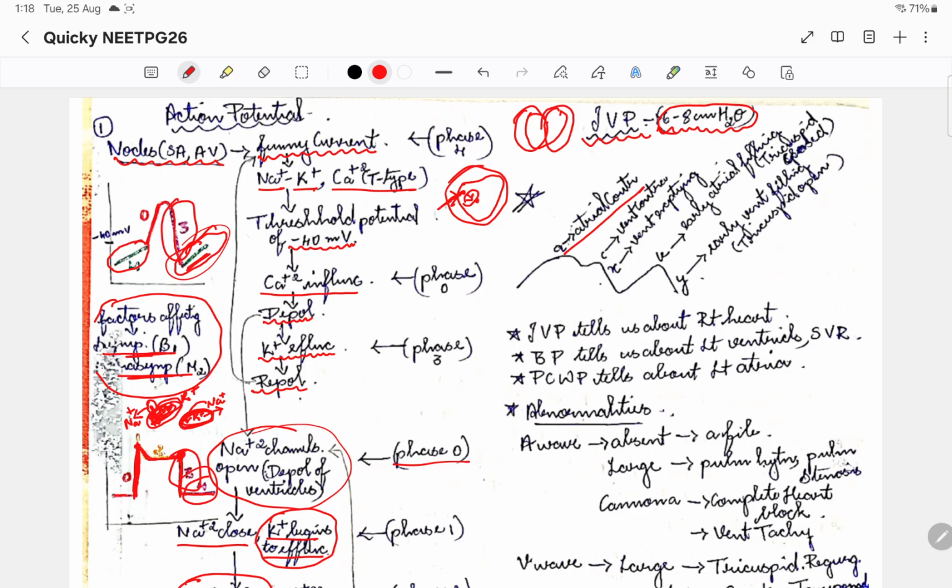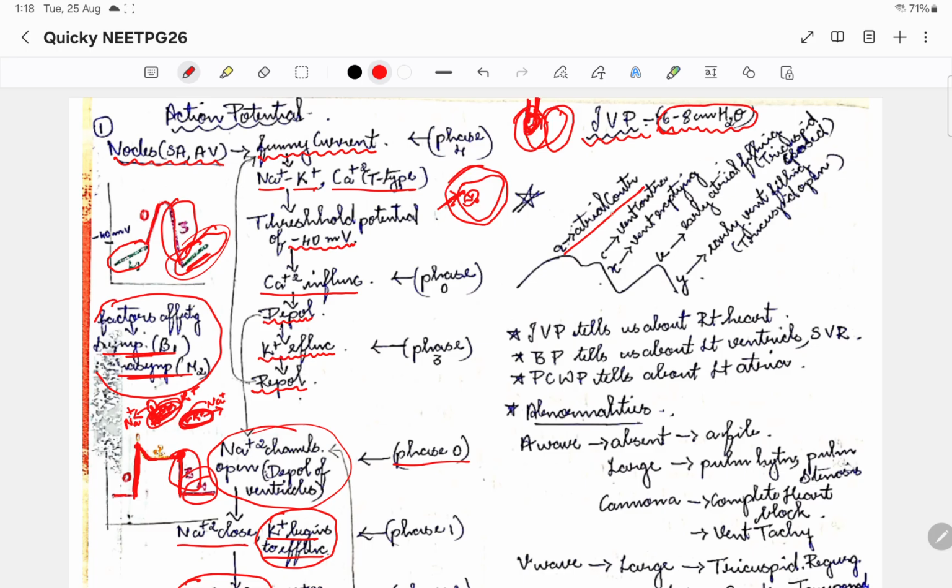So what does that mean? It is telling the pressure that is created inside the right atrium. That is what is connected to the jugular vein, right? The jugular vein is connected directly to the atrium through the SVC. So that is how we are directly measuring the function that is happening in the right atrium.